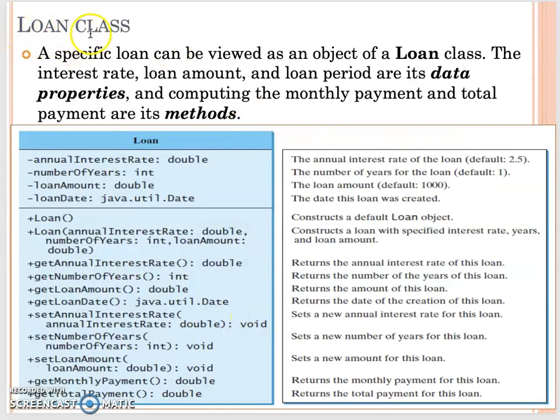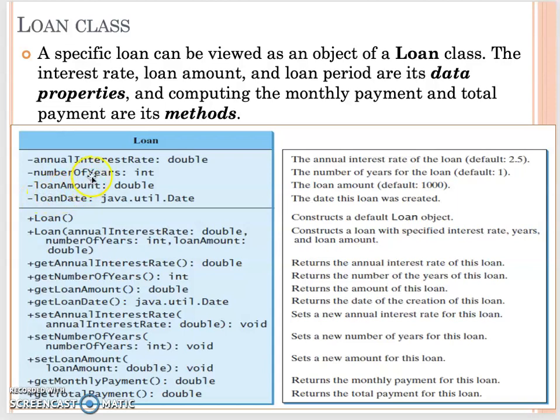So now that's the design of our loan class. From now on, you see, I only need to give you a UML diagram for the loan class. You should be able to implement that. That's our loan class. Earlier I asked you, what kind of data attributes we should have? Usually the data attributes should be private, right?